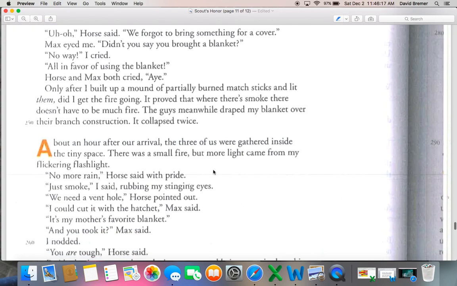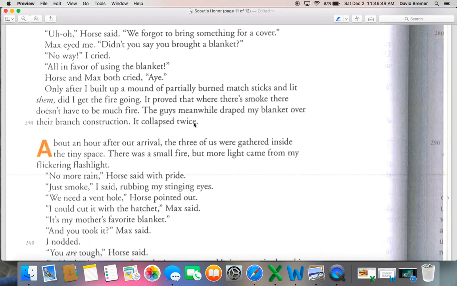Uh-oh, Horace said. We forgot to bring something for a cover. Max eyed me. Didn't you say you brought a blanket? No way, I cried. All in favor of using the blanket? Horace and Max cried, Aye! Only after I built up a mound of partially burned matchsticks and lit them did I get the fire going. It proved that where there's smoke, there doesn't have to be much of a fire. The guys, meanwhile, draped my blanket over their branch construction.